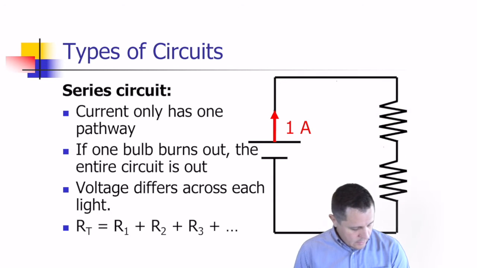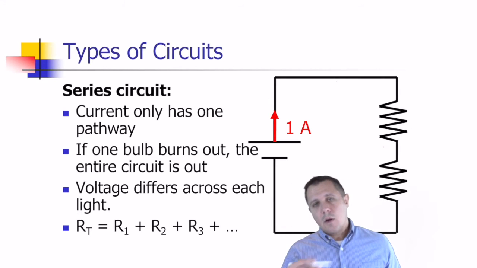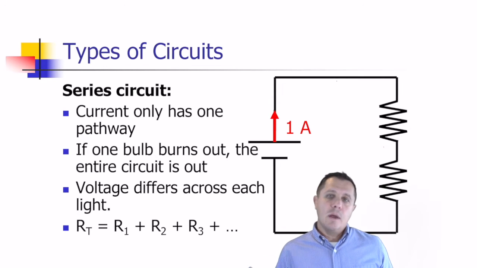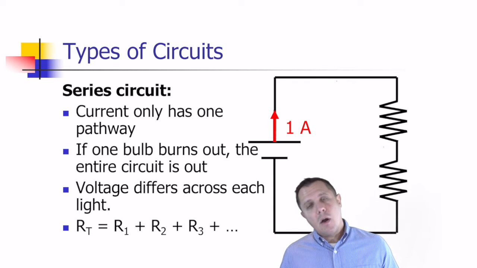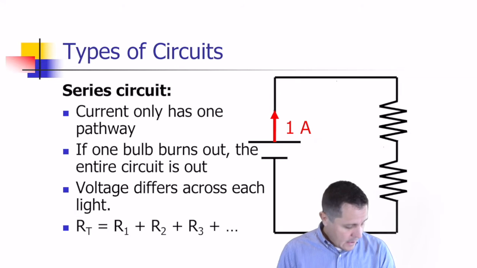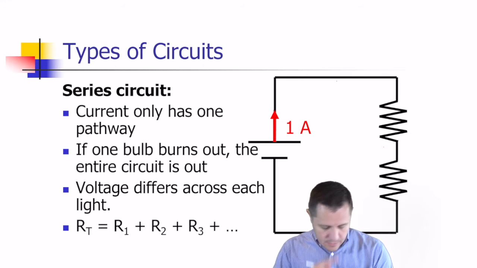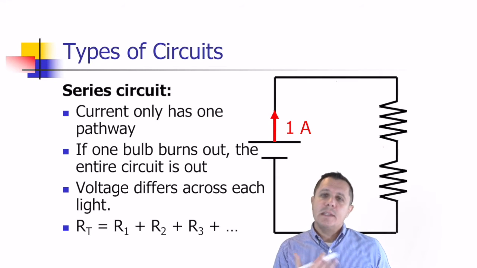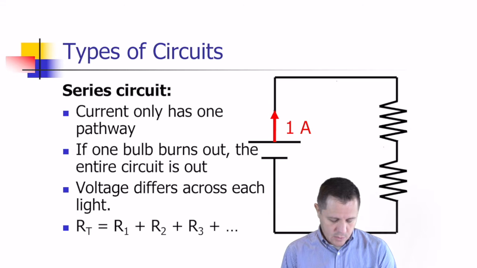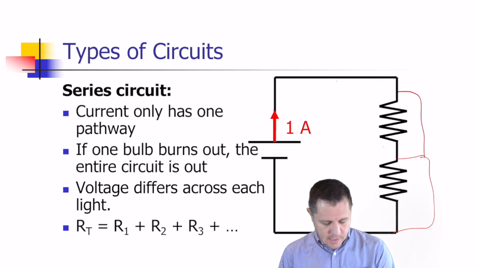Now, a few other things. When we talk about current, the current only has one pathway, right? There's no splitting up. There's no other branching off with a series circuit. We already talked about the light bulbs. Now, here's something different. The voltages are going to add up. Okay, and the voltages can be different across each resistor. So I have a resistor here and a resistor there, right? Well, both of these can have different voltages.